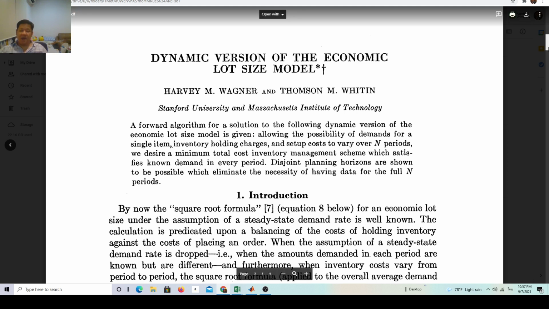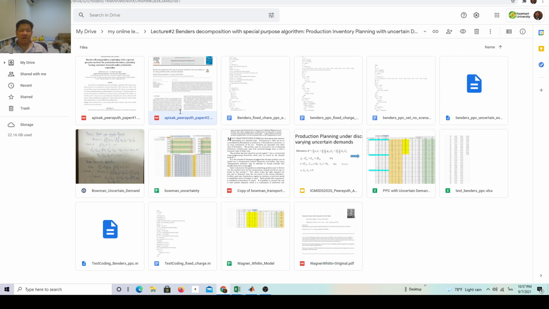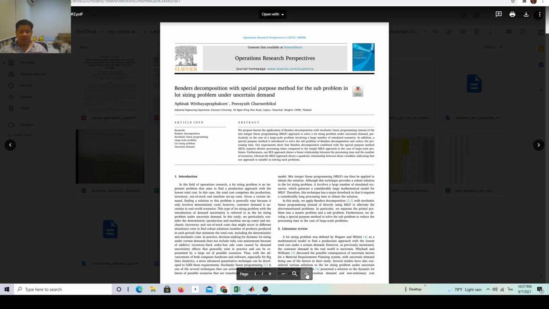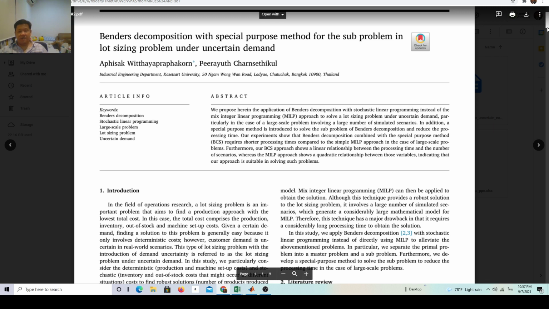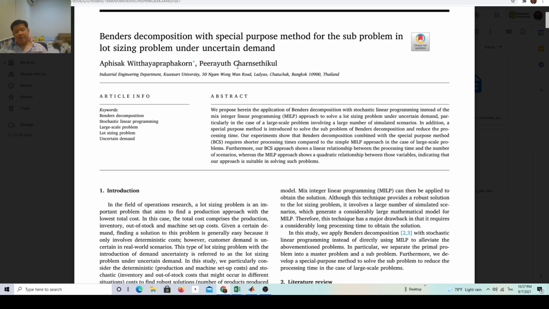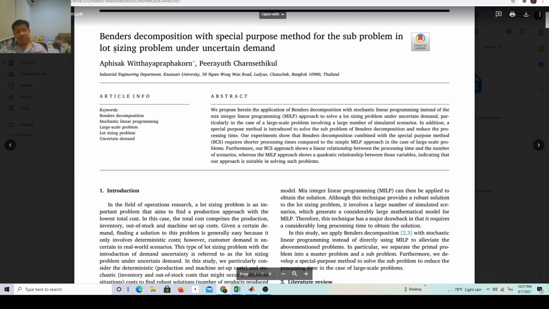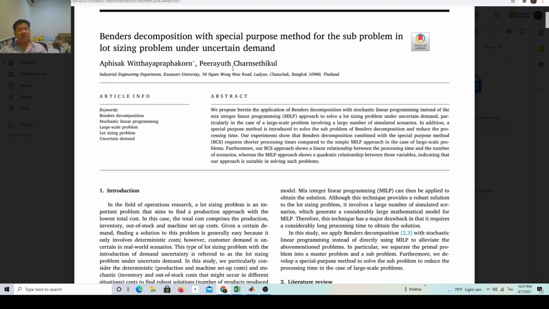Okay, and we're going to move on to look at the paper of Apisak and me. Actually, from the title of this paper, you can see it is going to bring us to what we studied from lecture 1 and some part of lecture 2, where you apply the Benders decomposition to solve it. From the title you might ask, is this very similar to what we studied so far?